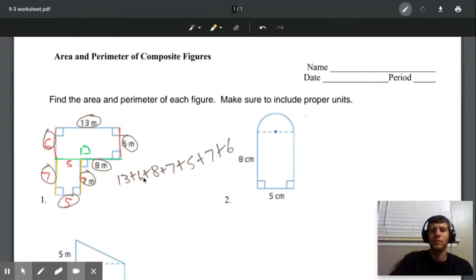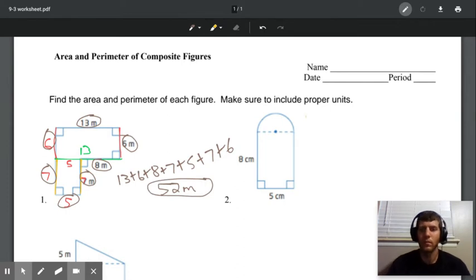So that's going to be 19 plus 8, that's 27. 27 plus 7 is 34. 34 plus 5 is 39. 39 plus 7 is 46. And 46 plus 6 is going to give us 52. And this is just the length around, so it's just going to be meters. Perimeter is 1 dimension. Okay, 52 meters, the length around.